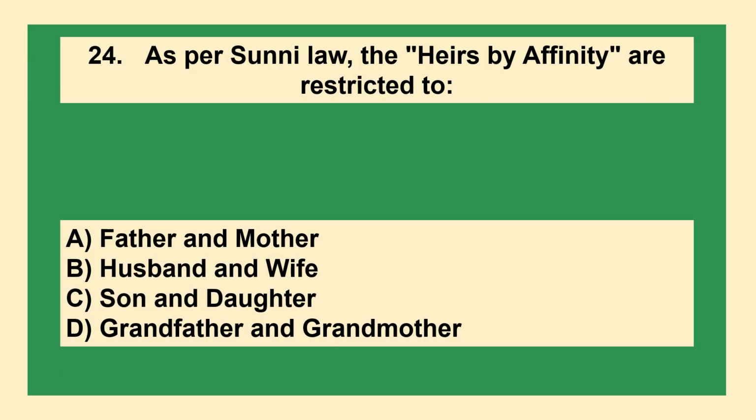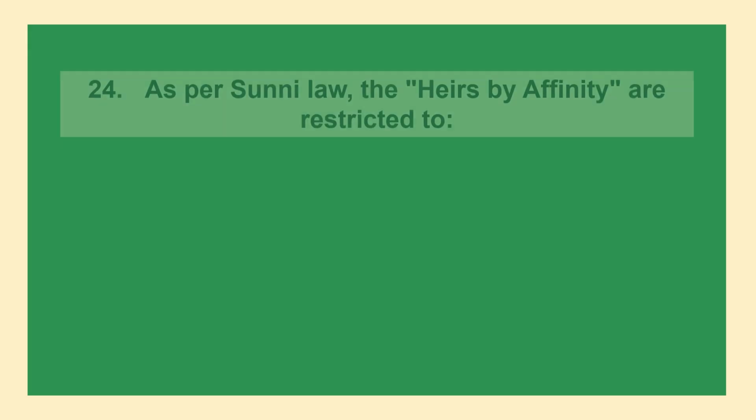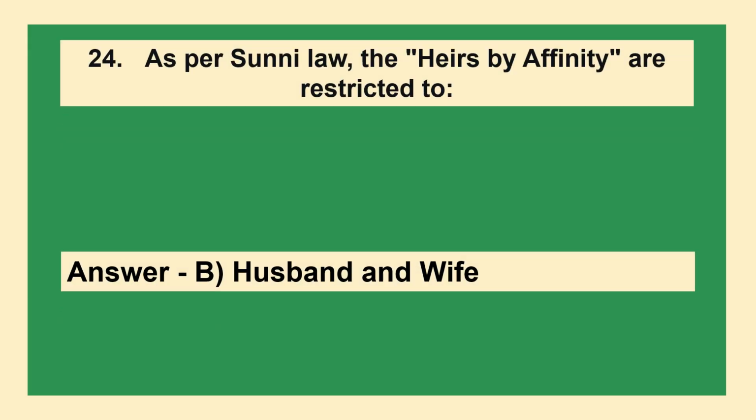As per Sunni law, the heirs by affinity are restricted to option A, father and mother. B, husband and wife. C, son and daughter. D, grandfather and grandmother. The answer is option B, husband and wife.